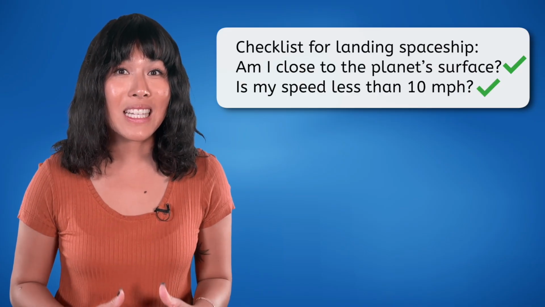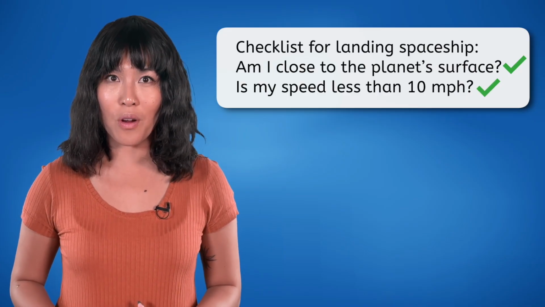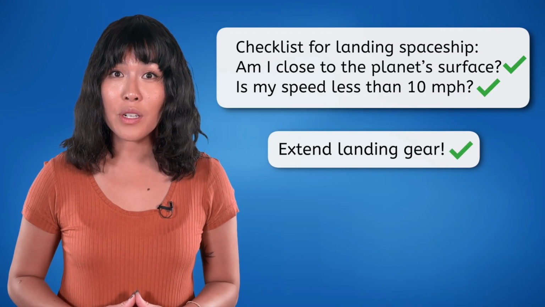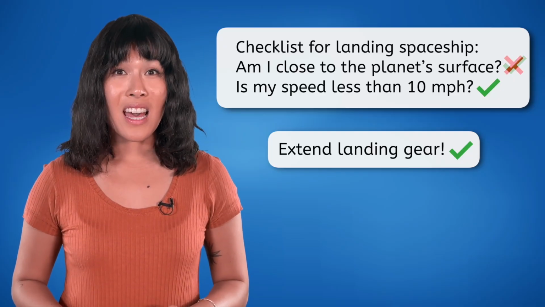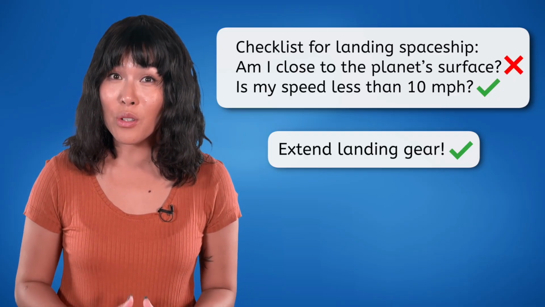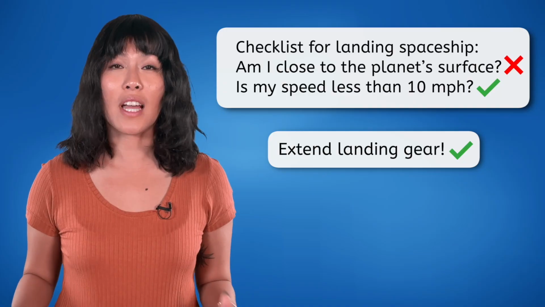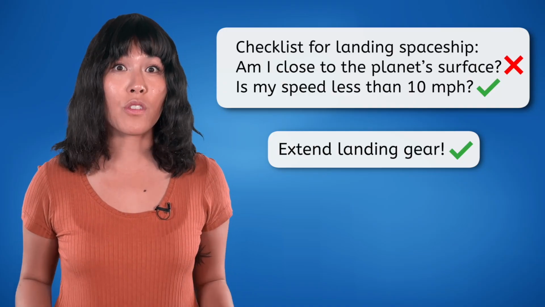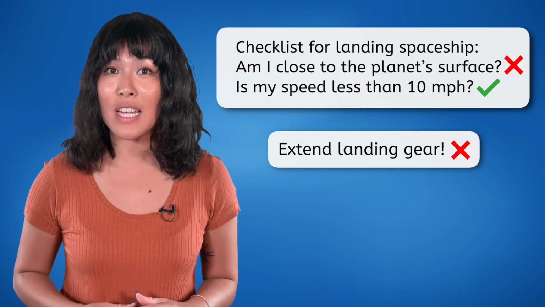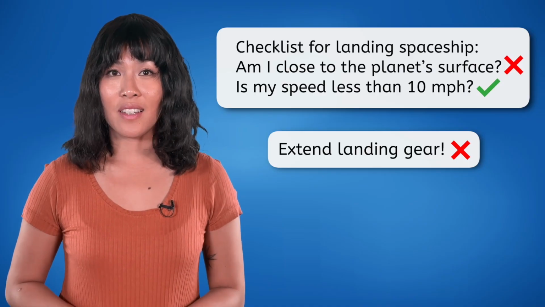First, I must check if I am close to the planet's surface, and then I need to see if my speed is less than 10 miles per hour. When both of those things are true, I will extend my landing gear and land my spaceship. Notice that if my first condition is not true, that I am not close to the planet's surface, I don't even have to check the next condition because both must be true in order to land. The inner if statement will not execute.